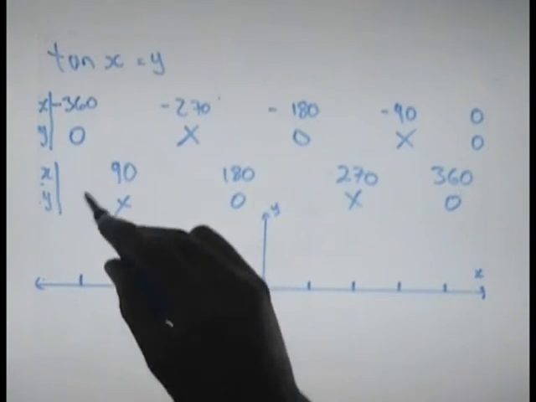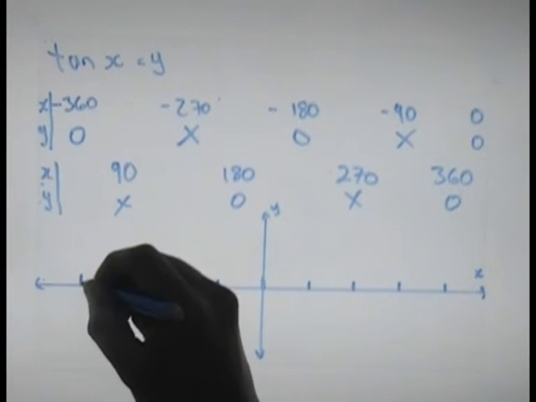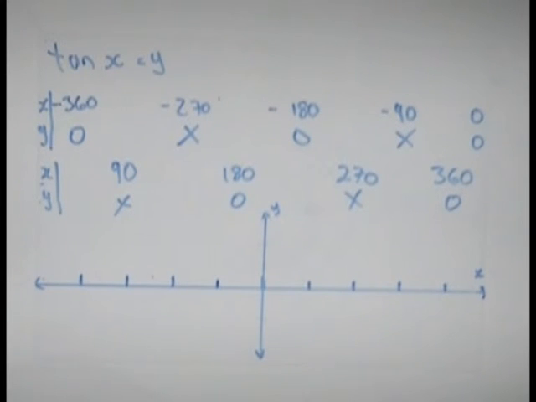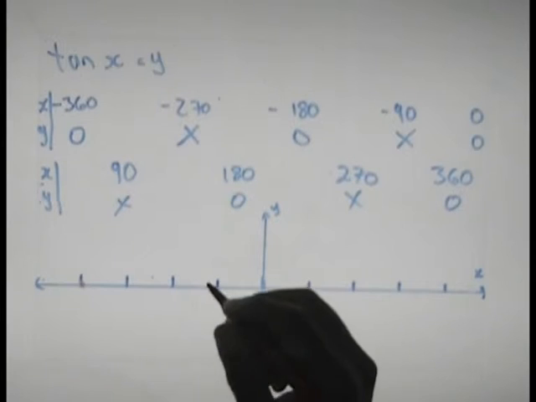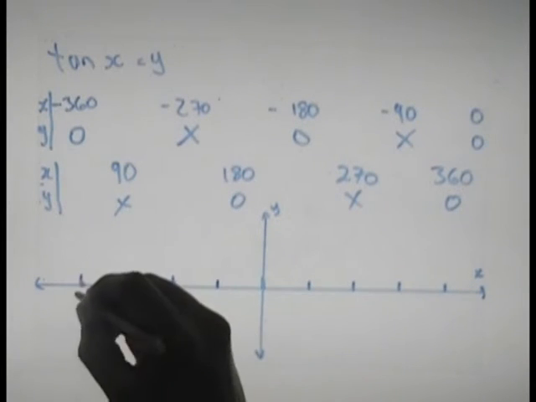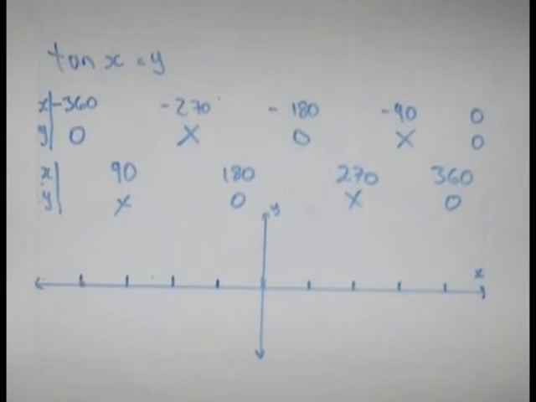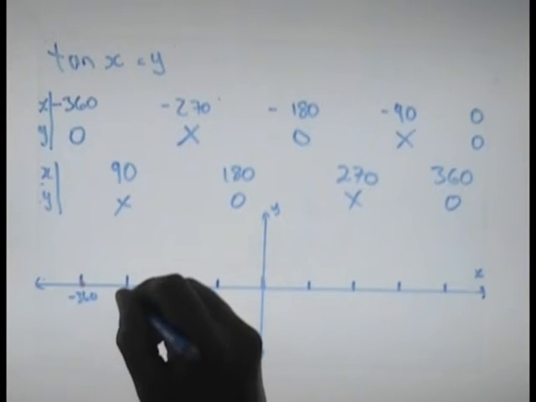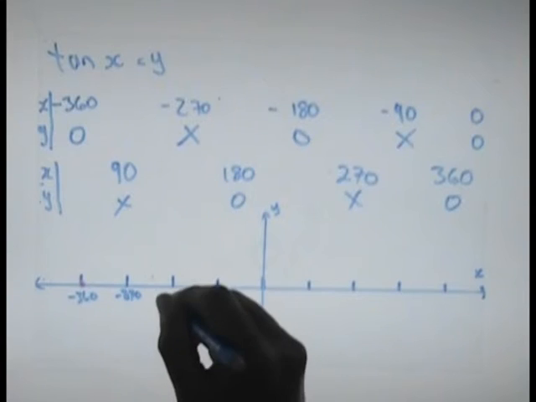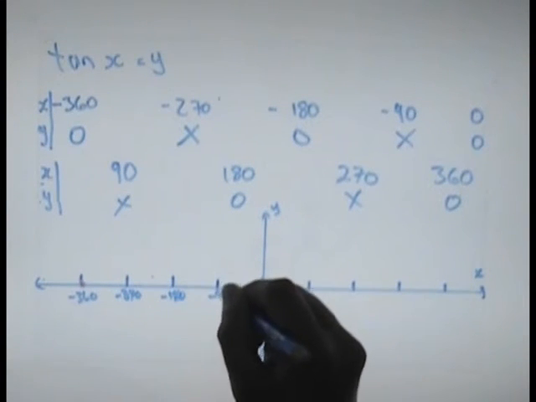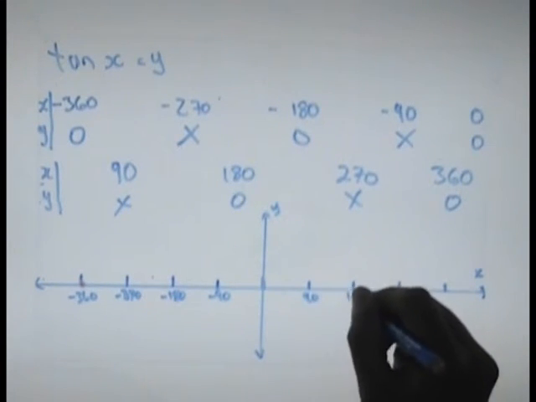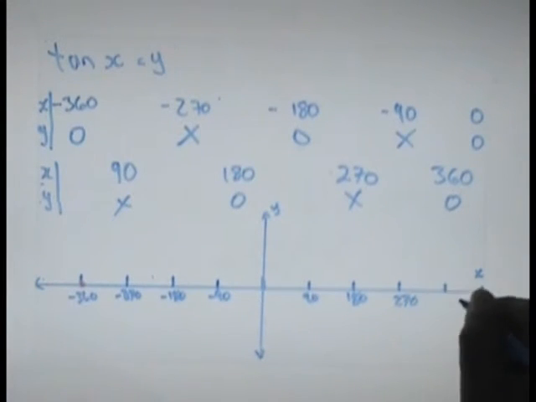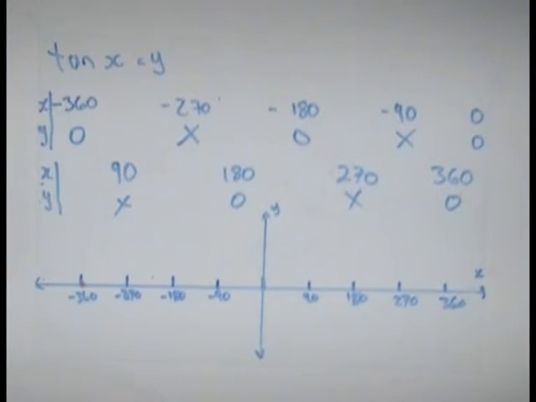Now let's look. The 0 points are easy to sketch in. I'm going to sketch it in red. The 0 points, like I say, are easy to sketch in. 0 at negative 360. Let's just put our points in. Negative 360, negative 270, negative 180, negative 90, 90, 180, 270, 360.